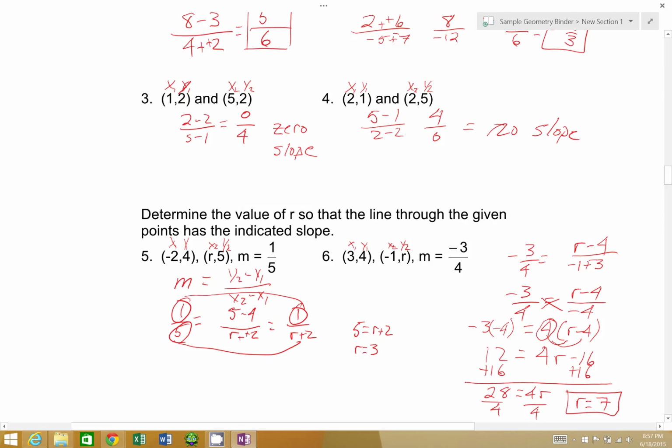So once again, I set it equal to my slope problem. I cross multiply and divide. Simplify according to order of operations, PEMDAS. PEMDAS tells me I've got a parentheses in there, thus I have to distribute first, then after that multiply, add, subtract, etc., etc.